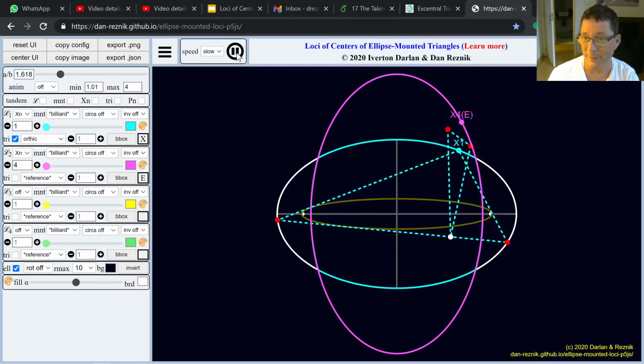Now, what is happening to the orthic? Here's the orthic triangle, and here's the incenter of the orthic. Now, this is a beautiful phenomenon. When the reference triangle is acute, the incenter of the orthic coincides with the orthocenter. So right now, the triangle is not acute. This angle here is greater than 90 degrees. The reference triangle is obtuse. So x1 is actually stuck to the obtuse vertex.